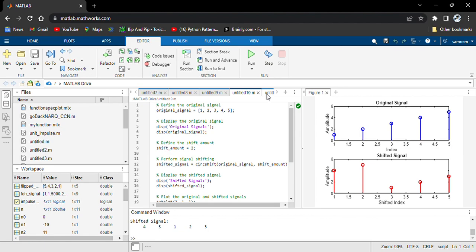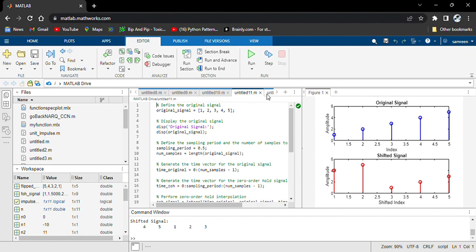In the next task, we have to simulate the zero order hold. In zero order hold, we are actually converting our analog signal to digital form. In this example, we initialize our signal and then display it. So let's run it. The output will show the original signal, and this is the zero order hold of the given signal.